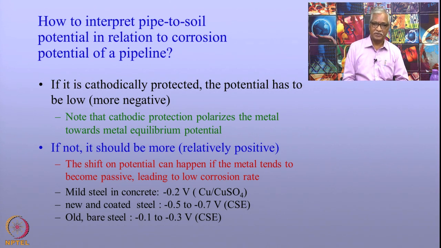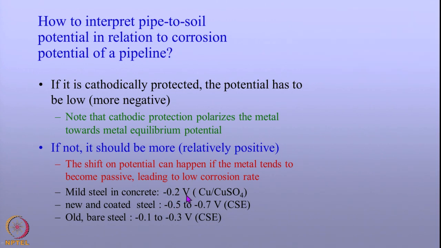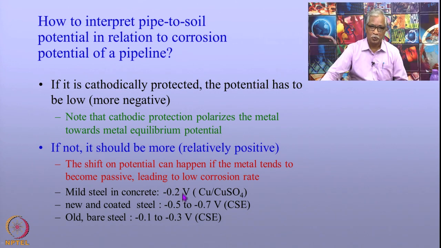If it is not protected cathodically, if it is freely corroding metal, then the issue is somewhat different. If the metal shows relatively more negative potentials, it will corrode more. If it shows relatively less negative potentials, it will corrode less, because these potentials arise out of the cathodic polarization and anodic polarization of the metal. If the metal is strongly passivating, the corrosion potential moves upward, it becomes relatively more noble, I would say. And so, if the metal is not cathodically protected, a less negative value of the potential means it is less prone to corrosion.